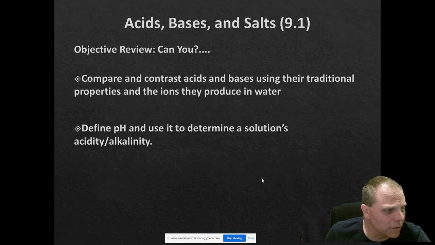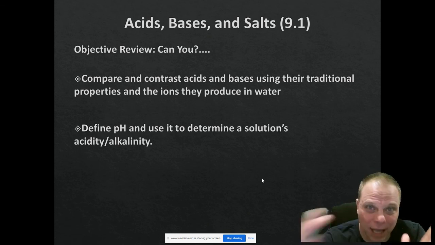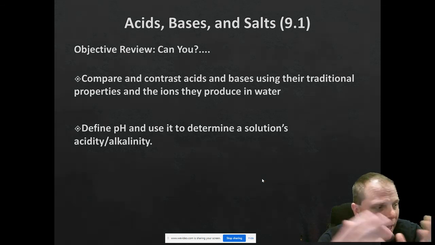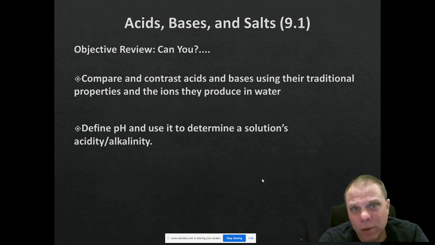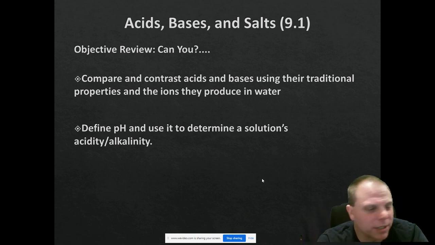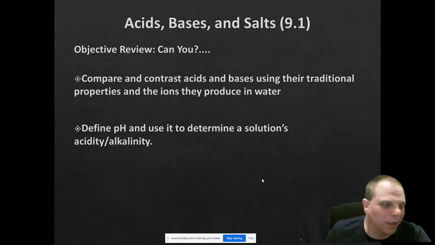And the next objective, define pH, use it to determine the solution's acidity or alkalinity. pH is the power of hydrogen, right? How much of the hydronium ions do we have? The concentration of the hydronium ions in a solution. And the more hydronium ions you have, the more acidic it is. And again, we use that concentration to come up with that number. So 10 to the negative 7th is going to be a 7. 10 to the negative 3rd would be a 3, things like that.